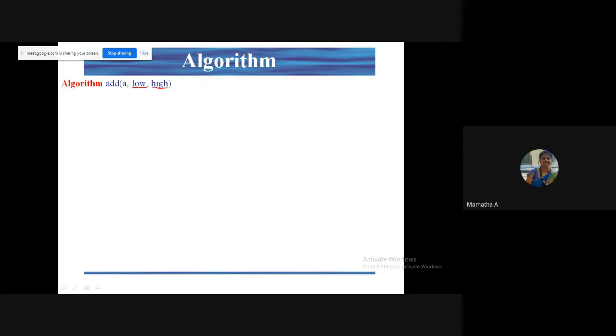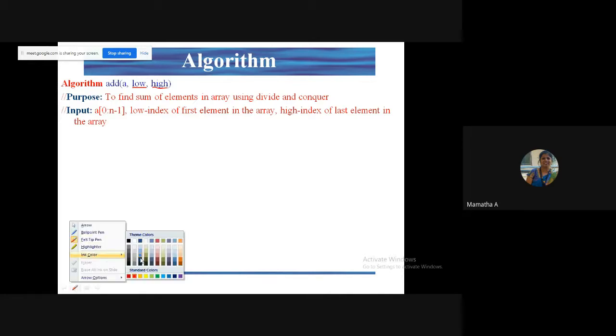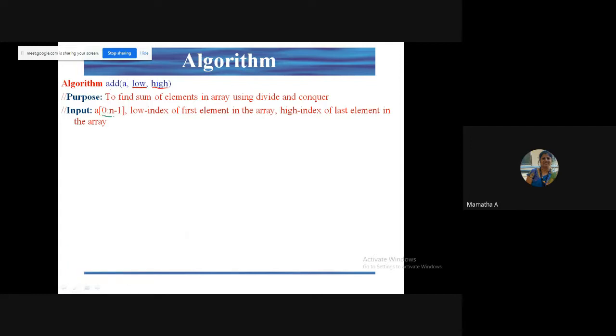That is always, because I'm calling it recursively. Remember, recursively. So I cannot give a digit or a number here, so I'm giving one variable. And you should remember, low always indicates the first index of the array and high indicates the last index of the array. The purpose is to find the sum of elements in the array using divide and conquer. So my input is A, ranging from 0 to n minus 1. Low is the index of the first element in the array, high is the index of the last element in the array.